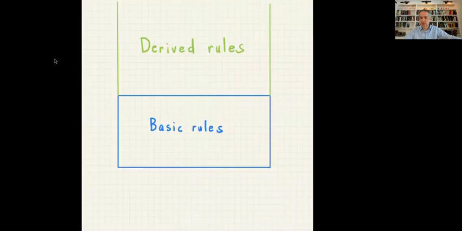If you look at this slide, the blue box, basic rules, these are the rules that we've learned. These are the rules that are stated in the book, rules such as and introduction, and elimination, and then the list goes on. So all the rules that you have permission to write on the far column in a proof.